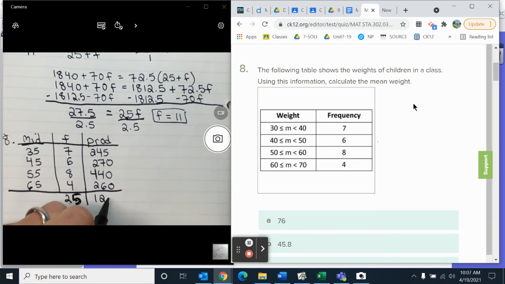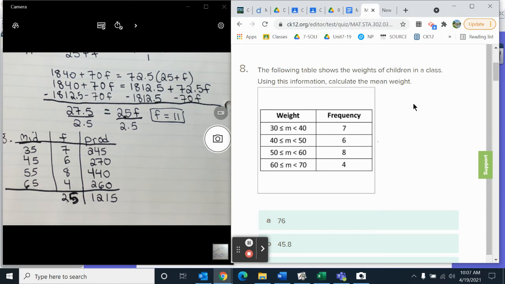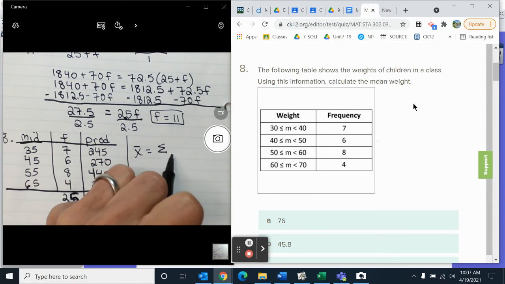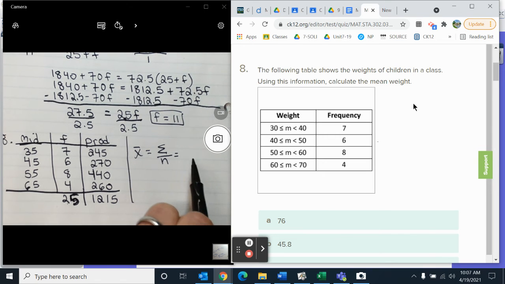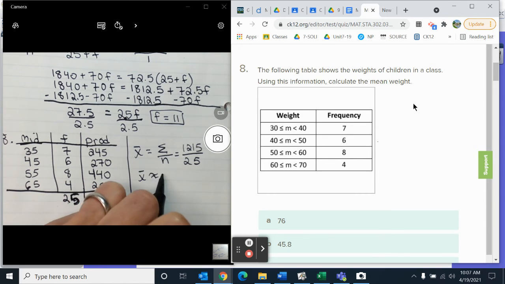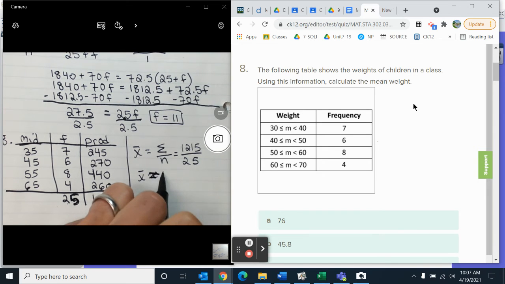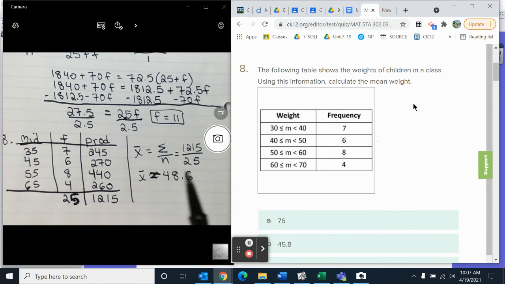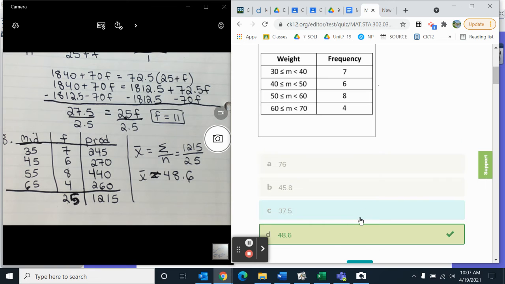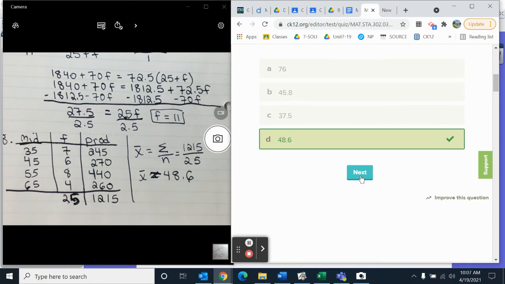We get 1,215, and then we divide that by 25. So the mean is equal to the sum divided by the number of children. So we have 1,215 divided by 25, and we get exactly 48.6. Find that answer at the bottom, or it might be different. I think they scrambled the questions or their responses.